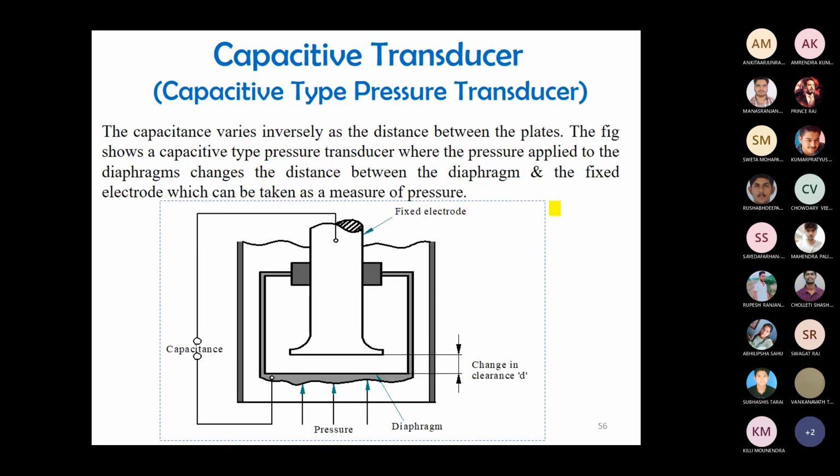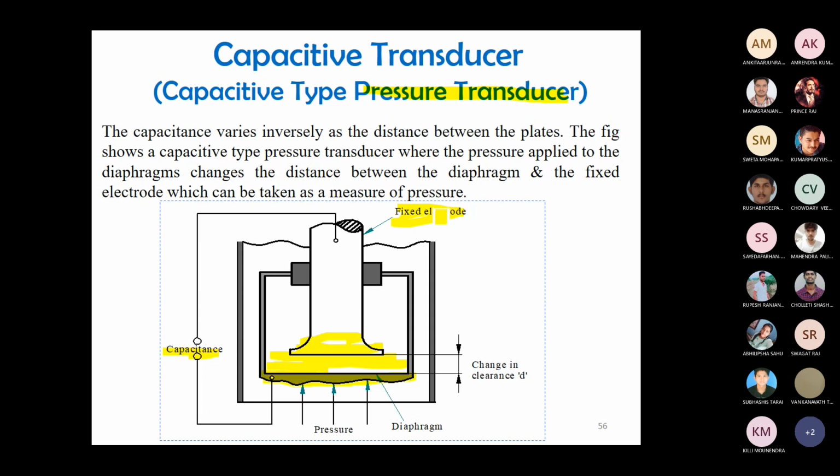Next, the capacitive transducer as a pressure transducer. For pressure, you are getting the value. Similarly, below there is a membrane, and you can see the air gap, meaning the plate separation. That capacitance you are going to measure between two plates. One is the membrane, and another is a fixed electrode.